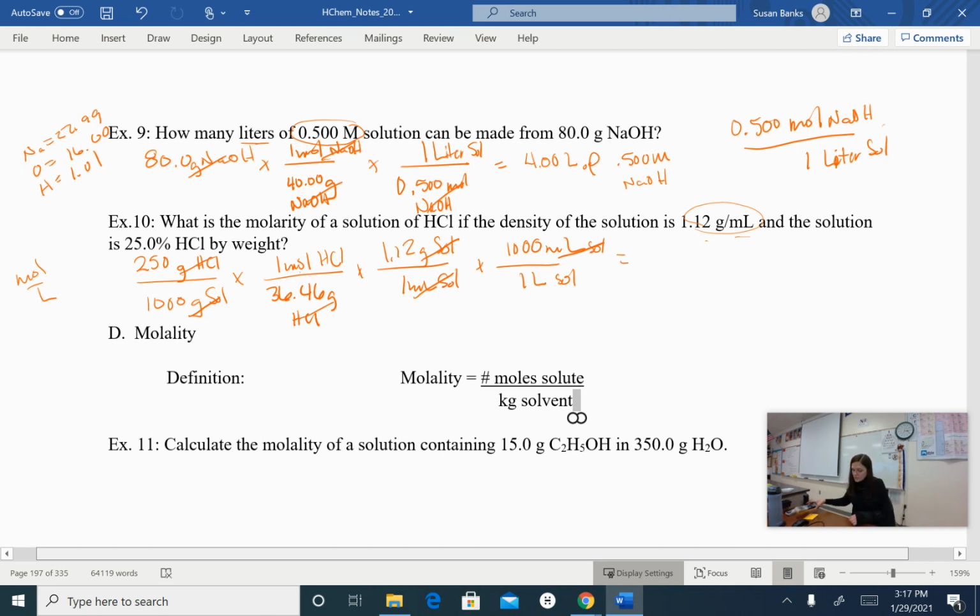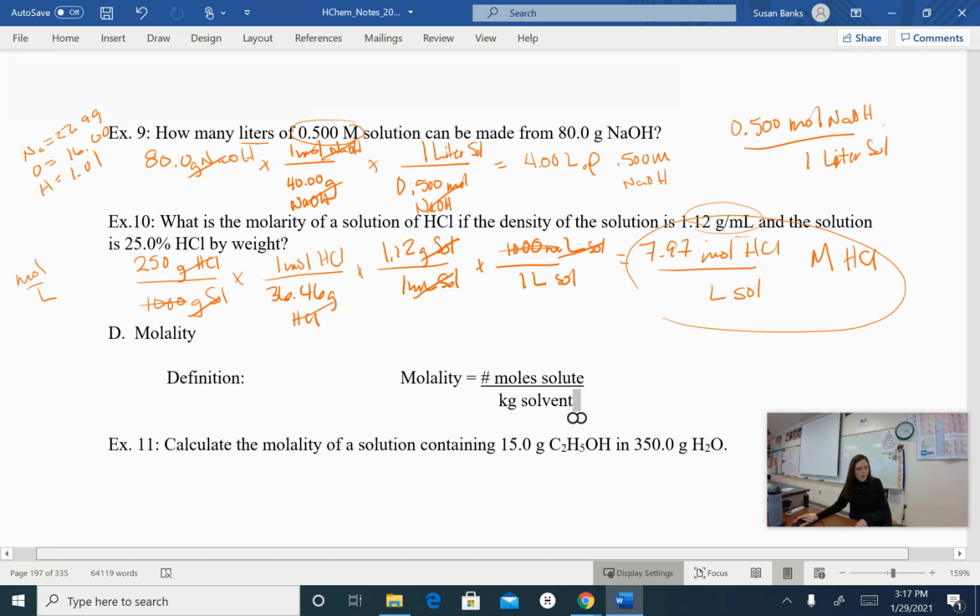Okay, so when I do this, 1,000 divided by 1,000, I can get that to cancel out. So I'm going to take 250 divided by 36.46 times 1.12. This will give me a molarity of 7.97 moles of hydrochloric acid per liter of solution. Or I could use a big capital M and just say molar HCl.